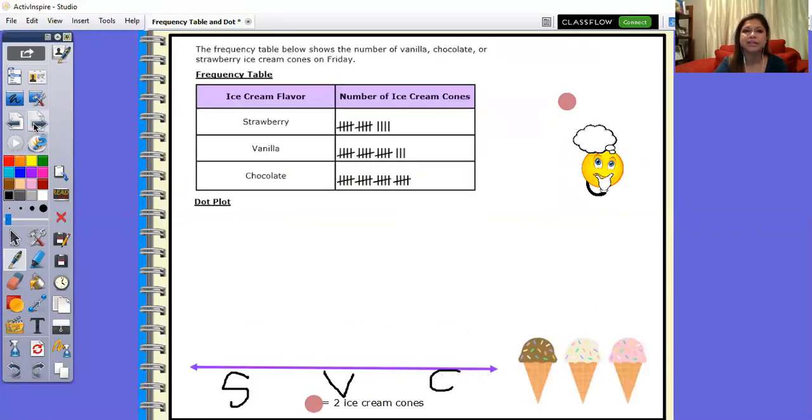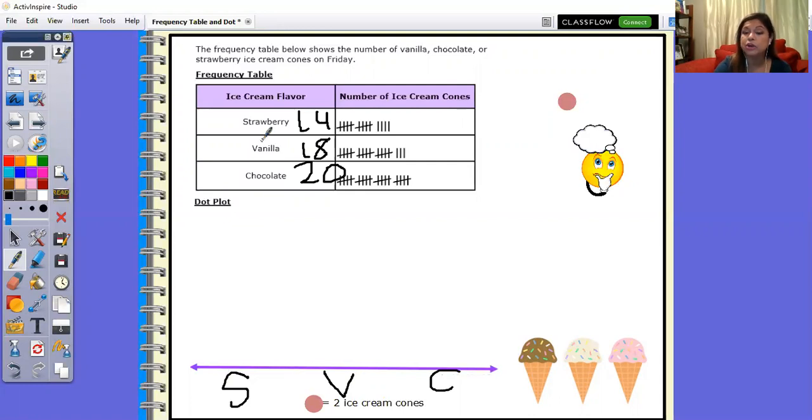Let's take a look at another one. Here, we're still talking about ice cream, but this time we have a different set of data, and these are the ice cream cones on Friday. I want to write my number here. I have 5, 10, so 14. 5, 10, 15, 16, 17, 18, and then 5, 10, 15, 20. As I look here, I do see that I have a key, so I need to make sure that I read it. And it says that each dot that I'm going to put on here will equal 2 ice cream cones.